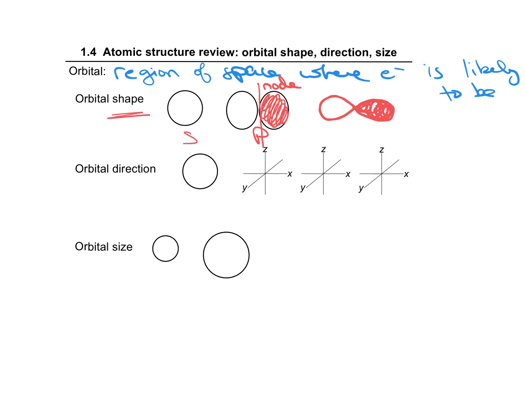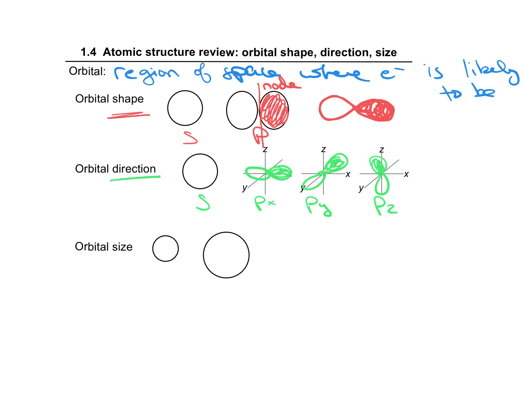Next up, we can consider orbital direction. Now, with an s orbital, it's spherical, so we don't think about the direction. But with a p orbital, we can have it going in this direction, and this would be a px. It could go in this direction, py, or this direction, or this direction would be a pz.